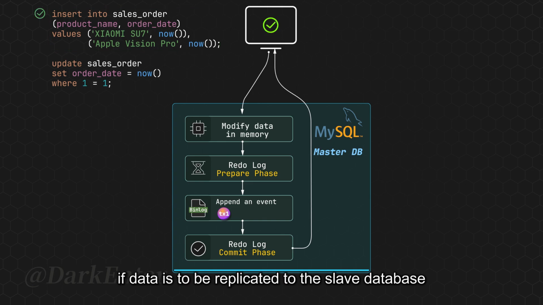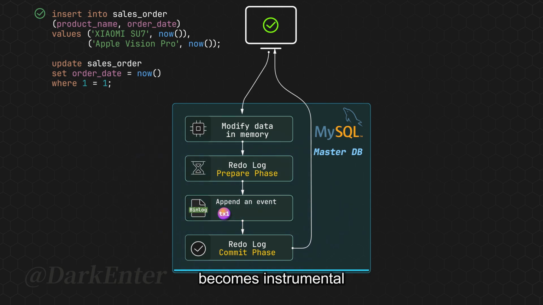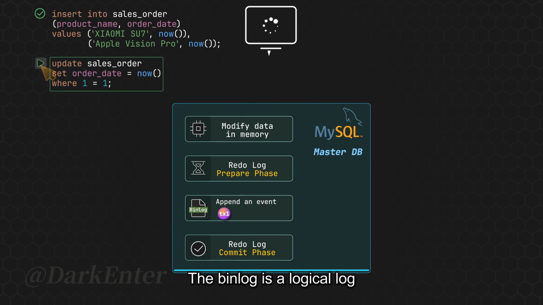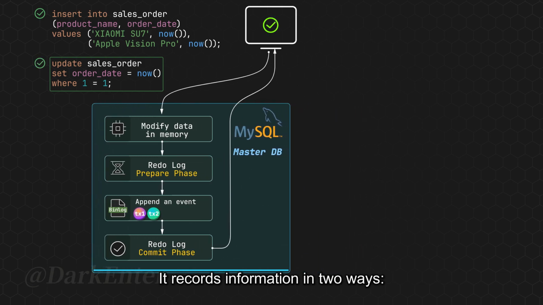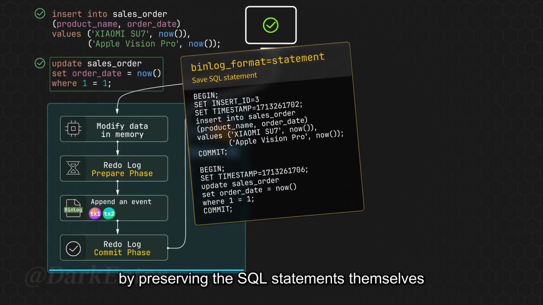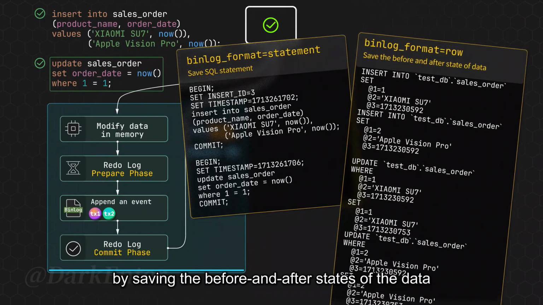Following this, the client can be notified of the task's completion. However, if data is to be replicated to the slave database, the binlog, nestled within the two-phase commit process, becomes instrumental. The binlog is a logical log, akin to a surveillance camera, comprehensively documenting every action taken by the database. It records information in two ways: first, by preserving the SQL statements themselves, and second, by saving the before and after states of the data.